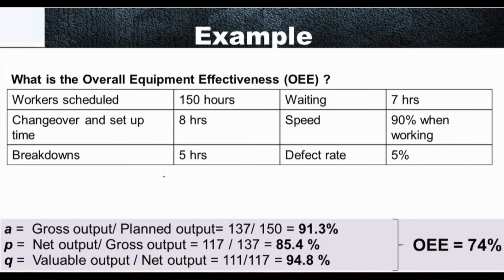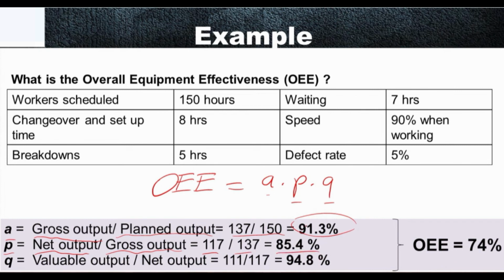So now we approach the end. We need to calculate OEE, and OEE is calculated as the product of A, P, and Q. A being the availability rate, P being the performance rate, and Q being the quality rate. Well, A is calculated like that, gross output divided by planned output. We just calculated those, so no need to explain them further. And you reach 91.3%. P is calculated as such, net output divided by gross output. We just calculated these, and then we reach this value.